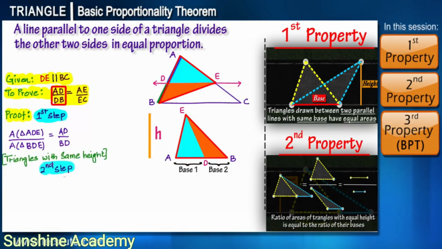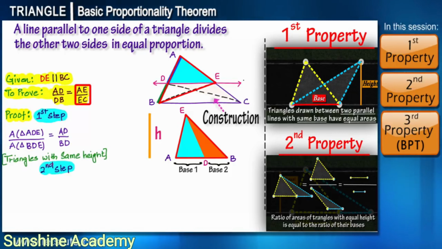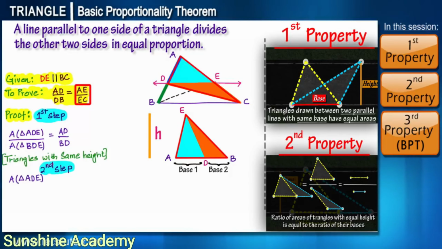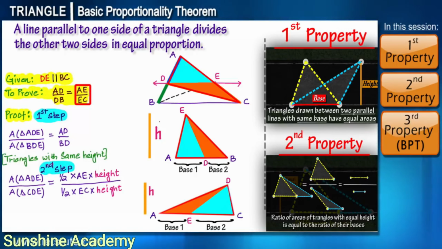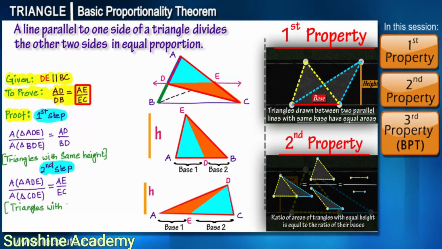Now here we see that there are again two sides, AE and EC. So similarly, by joining line segment DC and following same steps for triangles ADE and triangle CDE, we can write ratio of their areas as area of triangle ADE upon area of triangle CDE is equal to AE upon EC. Again, by cancelling the constant value half and the equal heights. This step was quite similar to the first step. Let's mark it as equation number 1 and equation number 2.